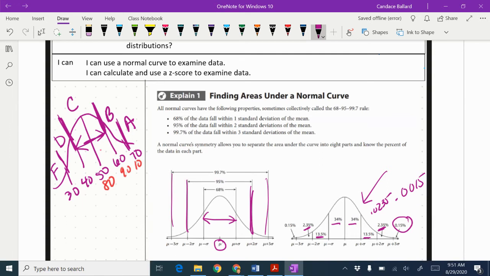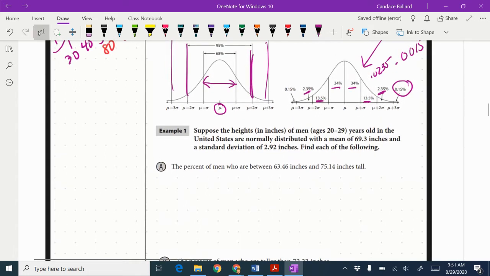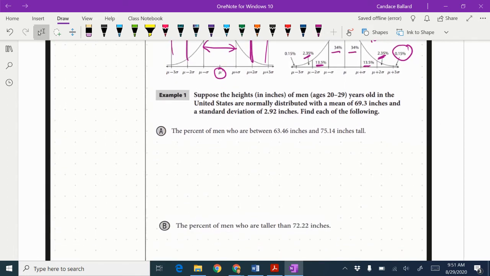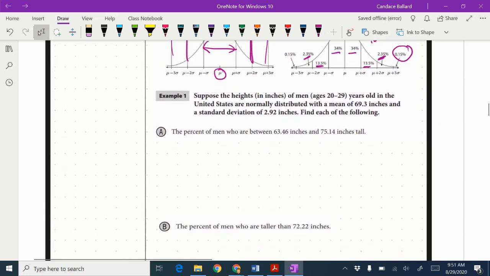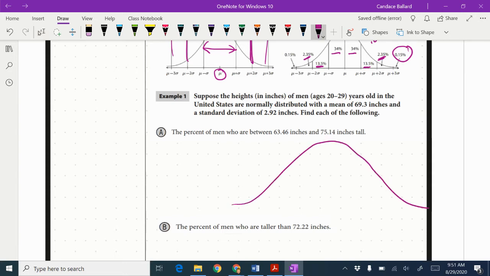and percents. We're going to be given a problem that looks like this. Suppose the heights of men ages 20 to 29 years old in the United States are normally distributed. As soon as I see the words normally distributed, I start thinking about this curve, so I automatically draw my curve. The mean is 63.9 inches, and I probably drew my curve a little bit too big. 69.3.